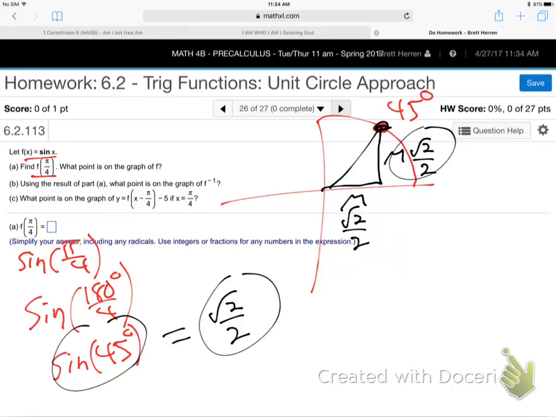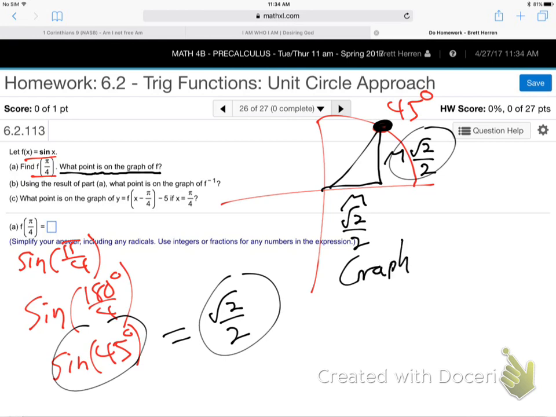Not only that, I really haven't finished the answer to A. It's weird the way they ask it. Look at what they're saying. What is the point on the graph of f? Now, careful. It's not this point. Why not? Because that's not the graph of f. That's the graph of the unit circle. So what's weird is now I've got to convert it to the graph of f.